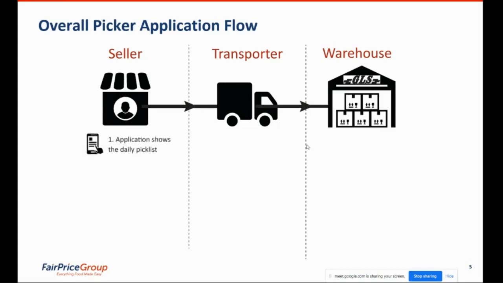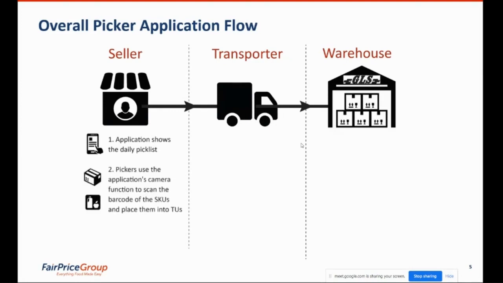What happens in the app is, first, the picker app will show you the daily pick list every day. It will refresh at the same time as the email and CWF pick list that you already receive, which is at around 10:30 p.m. every day. Following that, the pickers will use the application's camera function to scan the barcodes of the SKUs and place them into TUs. TUs in this case are simply any existing box, carton, or bag that you are already using to pack our SKUs in. After that, you will submit the TU and the pick list to our system.